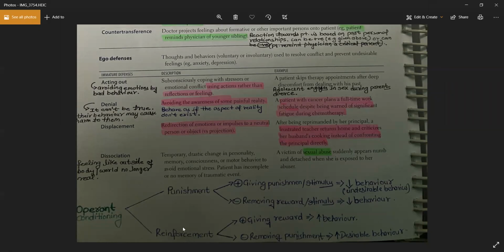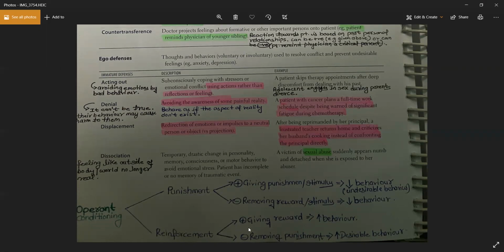The second is reinforcement, and with reinforcement, you increase the desired behavior by giving a reward. If the patient increases the behavior, you call it a positive reinforcement. If by removing the punishment, the patient increases the desired behavior, you call it a negative reinforcement.